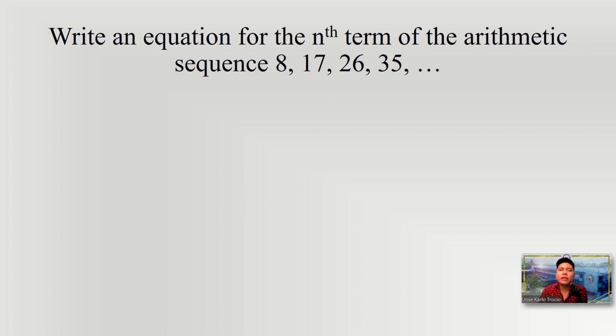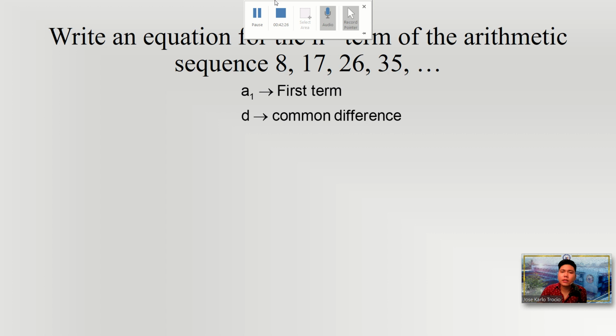Write an equation for the nth term of the arithmetic sequence 8, 17, 26, and 35. Okay, we're going to write the equation this time. In the first part of the video, we were given the equation and then tasked to find the terms. This time we are going to do the reverse.